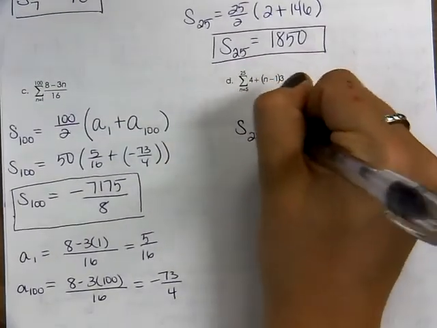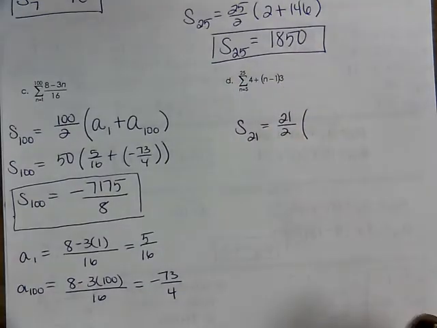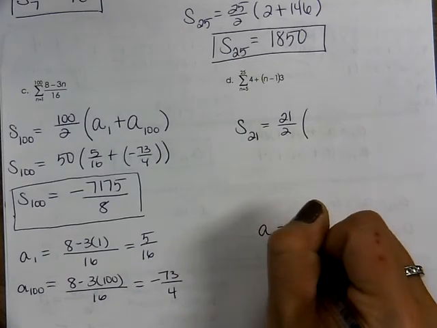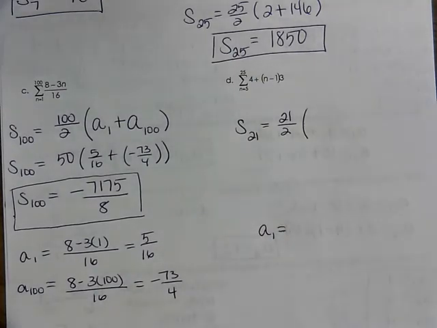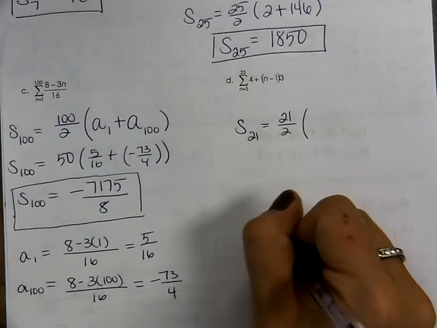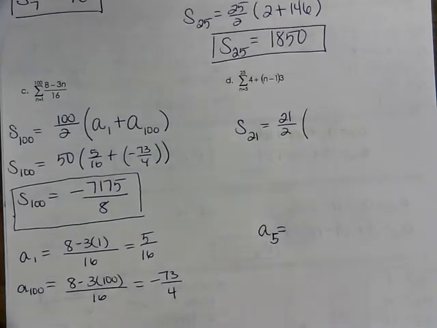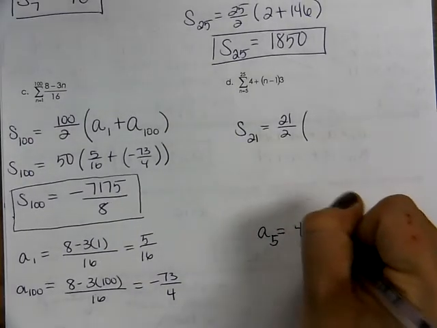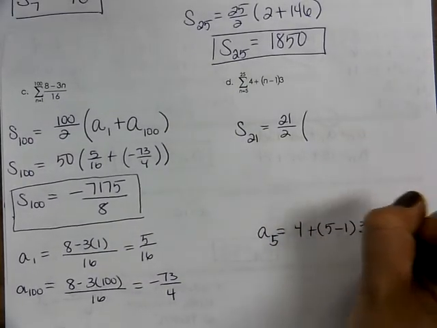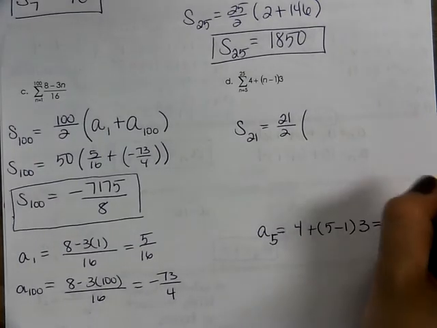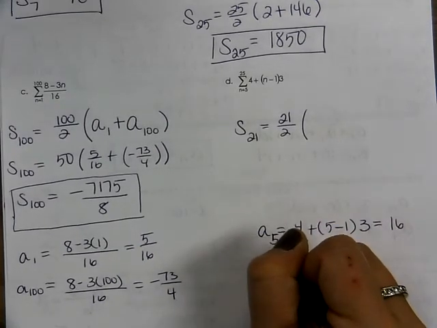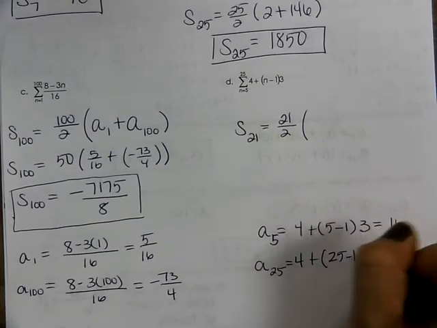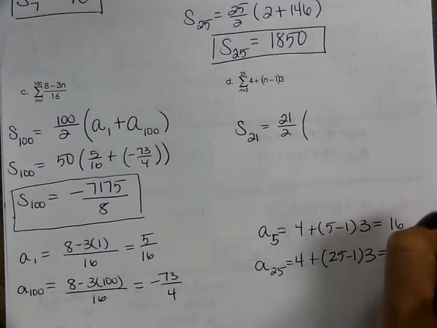Okay, so 21 divided by 2. And then we have to multiply it by the first term. So again, we have to find those terms. So a sub, and now in this case, am I going to plug in a sub 1? No, I have to plug in a sub 5, because that's the first term in the sequence they want me to use. So I have 4 plus 5 minus 1 times 3, 16, and then I want to plug in my 25th term, 4 plus 25 minus 1 times 3, and that's 76.